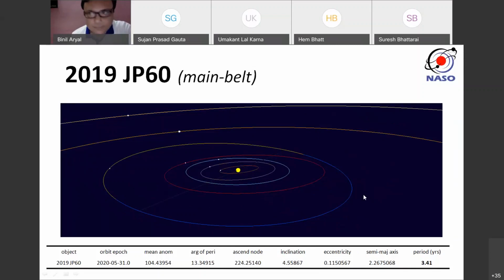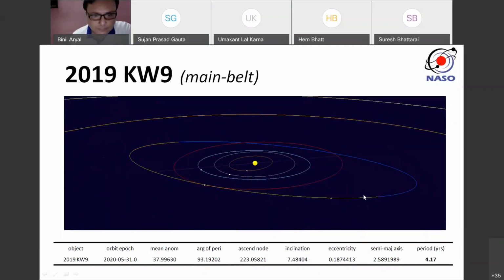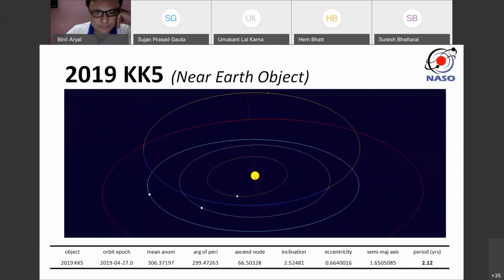This is 3.4 years. This is 4.29, 4.17. So these asteroids actually have different orbital periods, and there are different epochs and anomalies. The idea is, so far we have 7 provisionals.